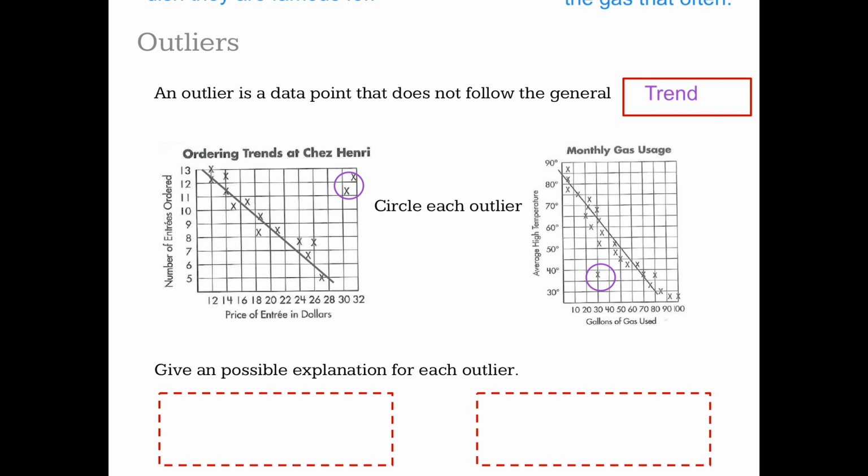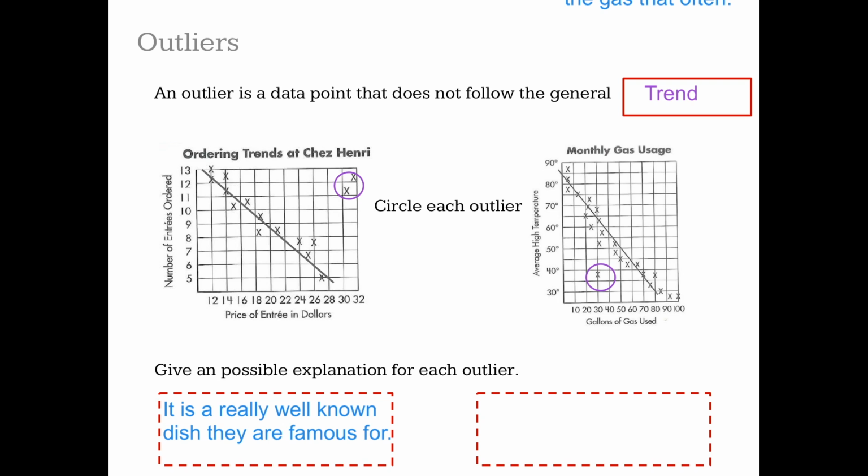So let's take a look at a possible explanation for Chez Henri. Although these dishes are really expensive, they're ordered quite often. Well, why could that be? One of the possibilities could be that it is a really well-known dish and that they are famous for it. So maybe it's a really nice steak that they cook very well and they're very well known for it. Maybe that's something that people order a lot because it's what they're really well known for.